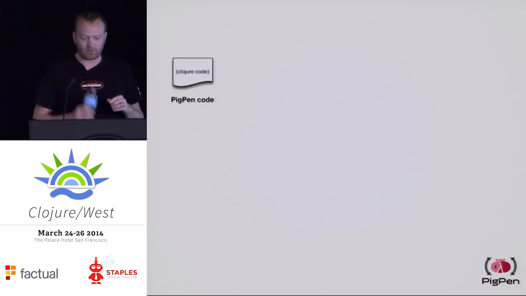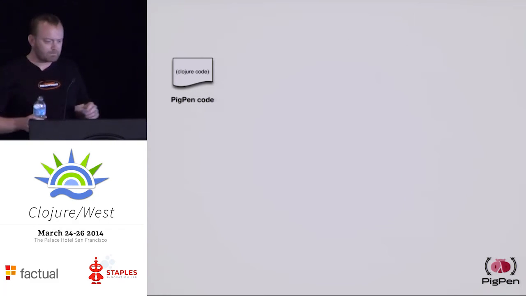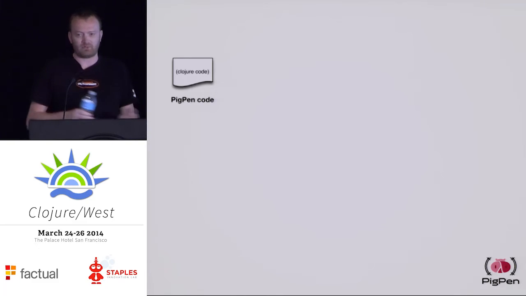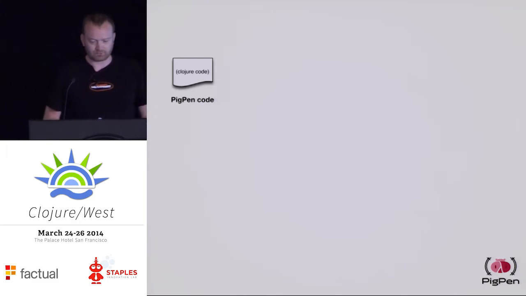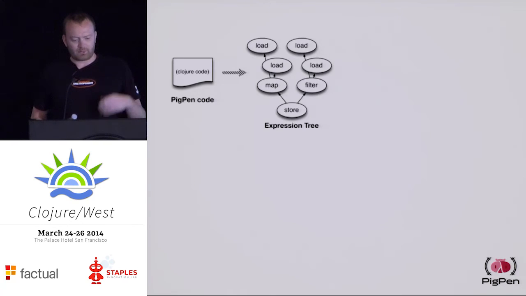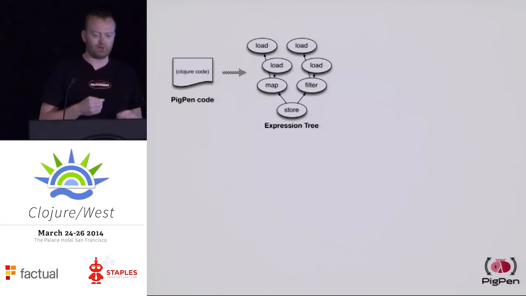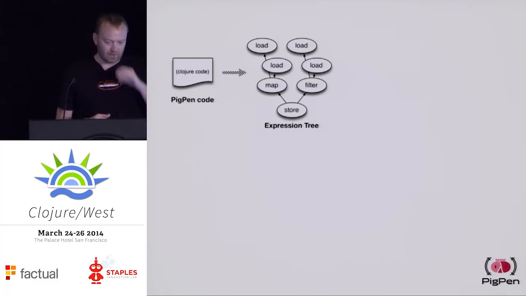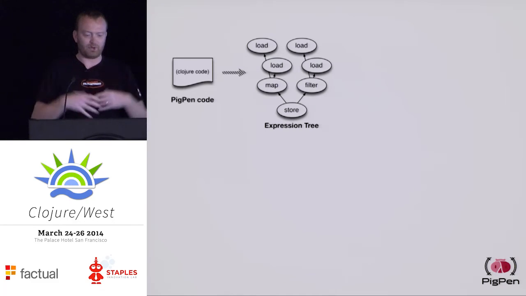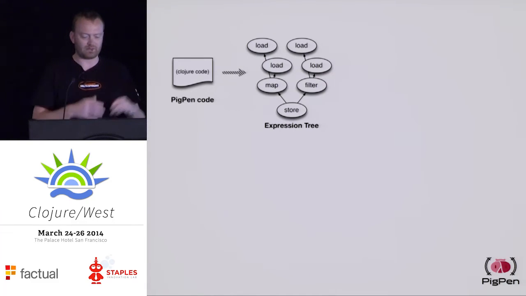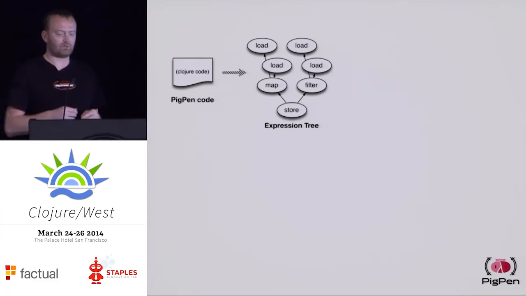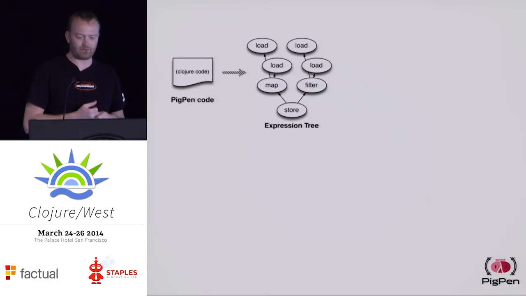So how does all this work? We start with your PigPen code, which is really just Clojure code in a slightly different namespace. Except that when it's executing, when you're actually calling pig map and pig filter, you're not actually doing those operations. You're building up an expression tree. This expression tree builds up as you compose these operations. It has the store, which points back to the map expression, which points back to where it got its data from, so you get back to where the data is all coming from.